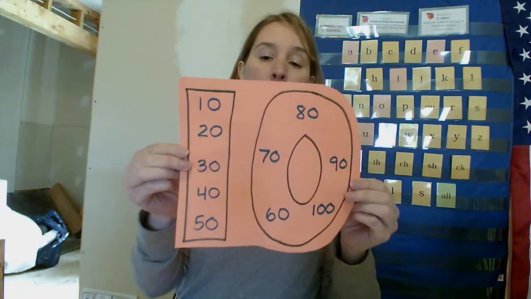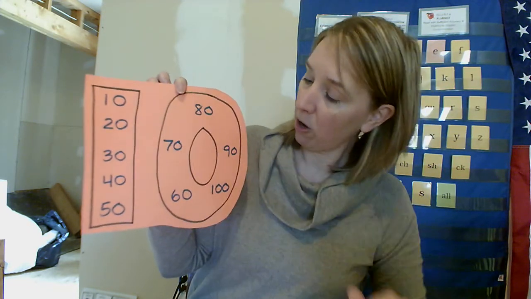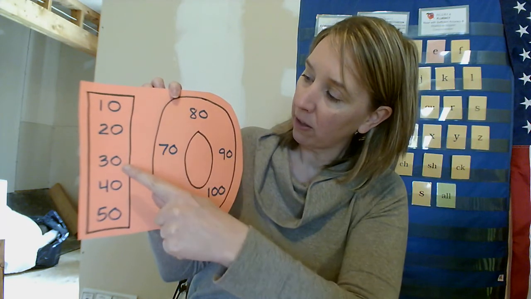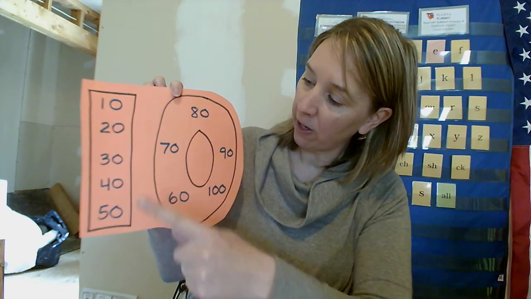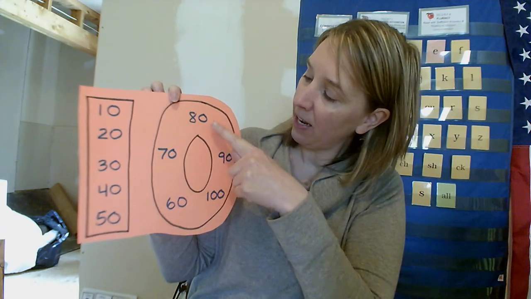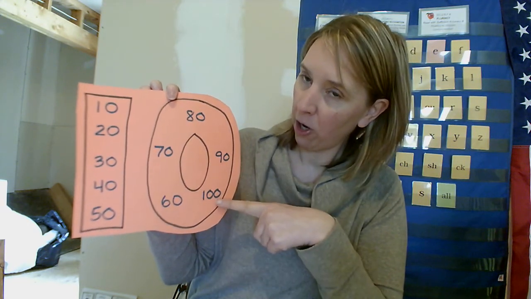Now let's skip count by 10. We're going to start with the number 10. We're going to go all the way up to 100. 10, 20, 30, 40, 50, 60, 70, 80, 90, 100.